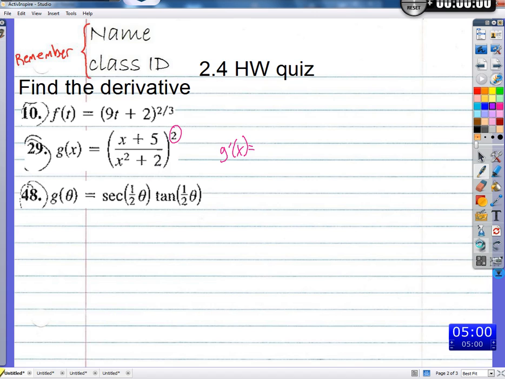That was a terrible choice of color. It's too much like the other color. There we go. That's better.